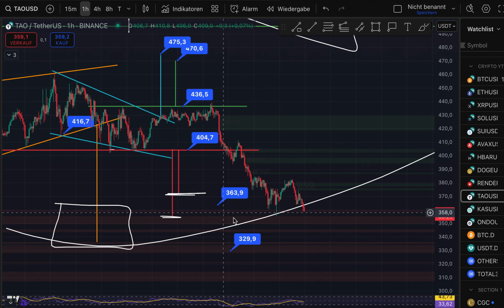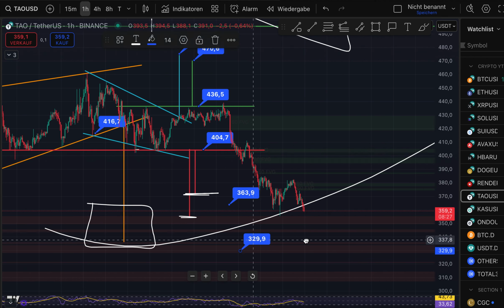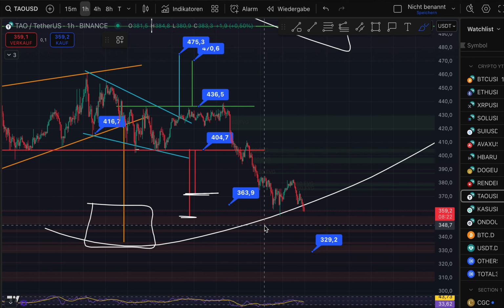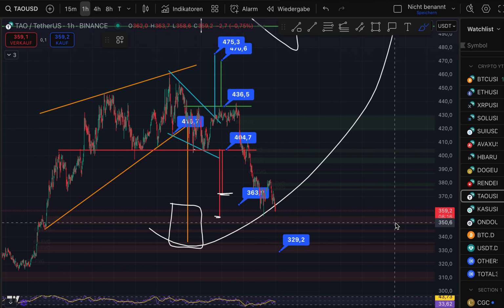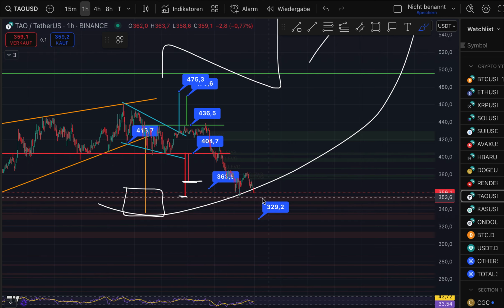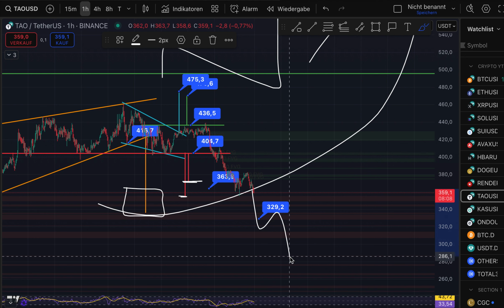But we are currently in a take profit area. And yes, it can even reach down to 330 US dollars. So I'm slowly decreasing my position size for TAO. I know it's not the smartest option, but if everything else sells off, then TAO can also sell off far more.